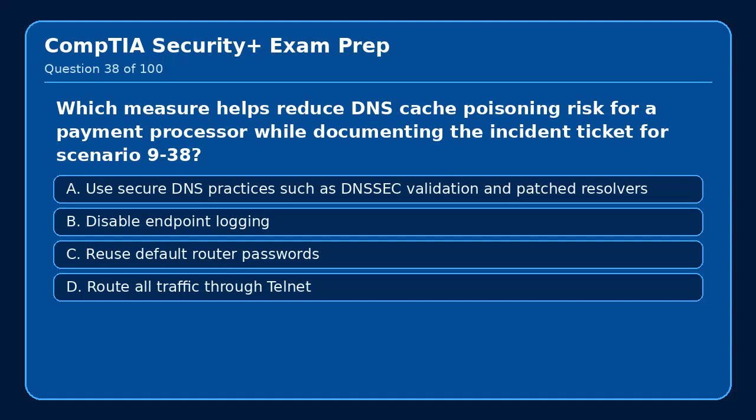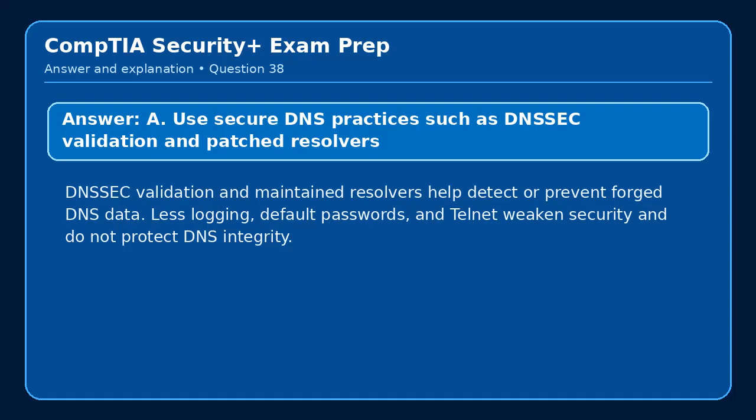The answer is A. Evil twin. An evil twin is a rogue wireless network made to look legitimate so users connect to it. Logic bombs and traversal attacks are different threats, while a blue team exercise is defensive.